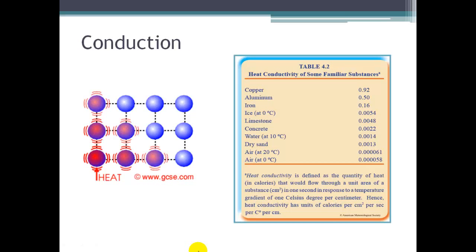This slide shows conduction, molecule by molecule, passing the heat from one molecule to the next. And we see that some materials are better conductors than others, which means they more efficiently transfer the heat. Copper is a very good conductor. It's why we have copper wires and copper tubing that make up our different systems, electrical systems and whatnot. On the other hand, we have air, which is a very poor conductor.